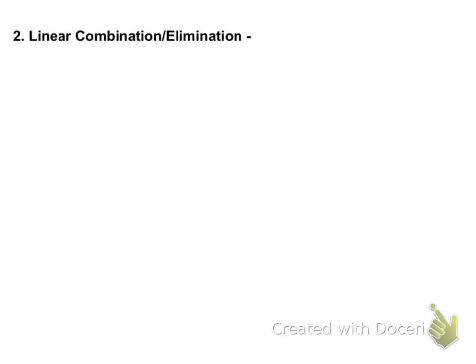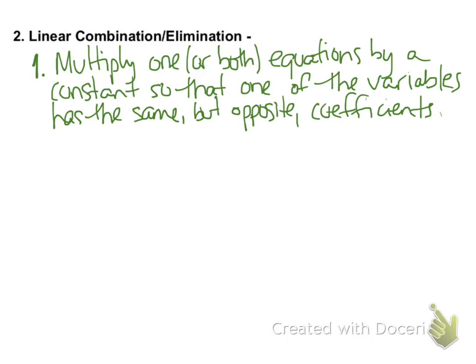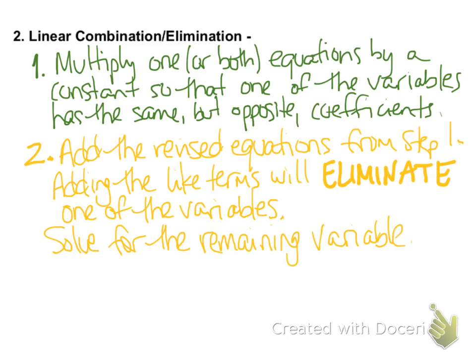The second method is called linear combination, or it's also called elimination. The first thing you need to do is multiply one or possibly both of the equations by a constant so that one of the variables has the same but opposite coefficients, remembering that coefficients are the numbers in front of the variables.